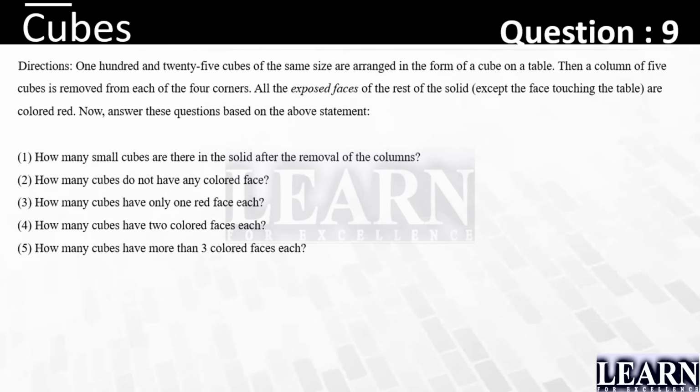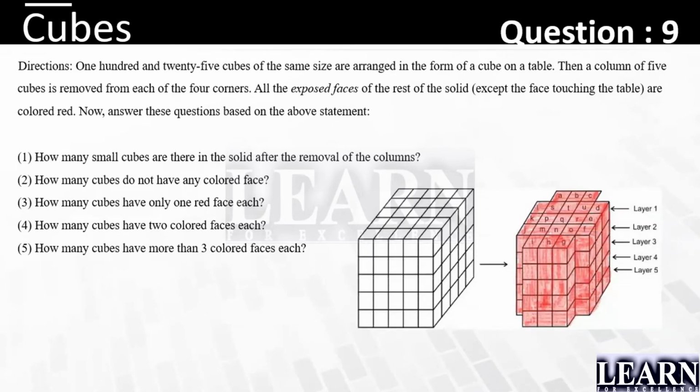So if you analyze the picture, it will somewhat look like this. You have removed this particular thing, this has been removed, next, this has been removed, this has been removed, and this has been removed. The corners have been removed. Once you have removed these, the cube will look like this. This is what you have to visualize.